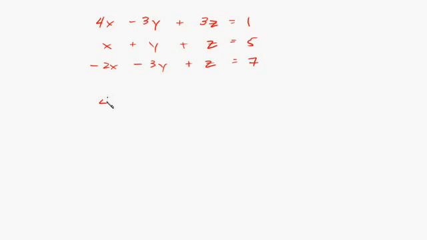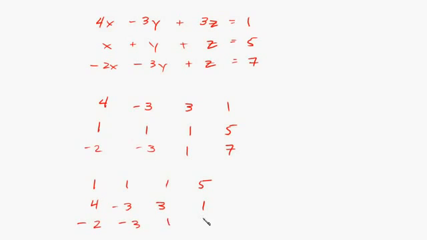I'll re-explain how to do all this with the following problem, but I'm going to show you just the basics of what you can do. So take the 4, the negative 3, and the 3, and the 1 goes here. And then this has coefficients of 1, 1, 1, 5, and negative 2, negative 3, 1, and 7. You can interchange rows, so you can make this row first. So we can make row number 2 into row number 1, so we can write 1, 1, 1, 5, and then make this row number 2. So 4, negative 3, 3, and 1, and then negative 2, negative 3, 1, and 7.